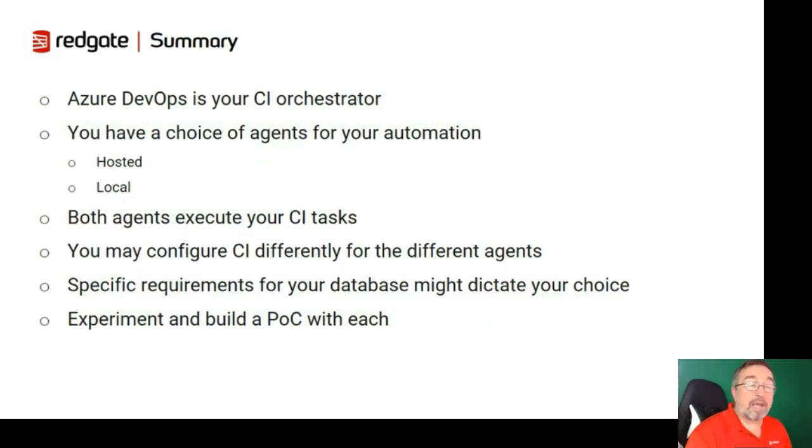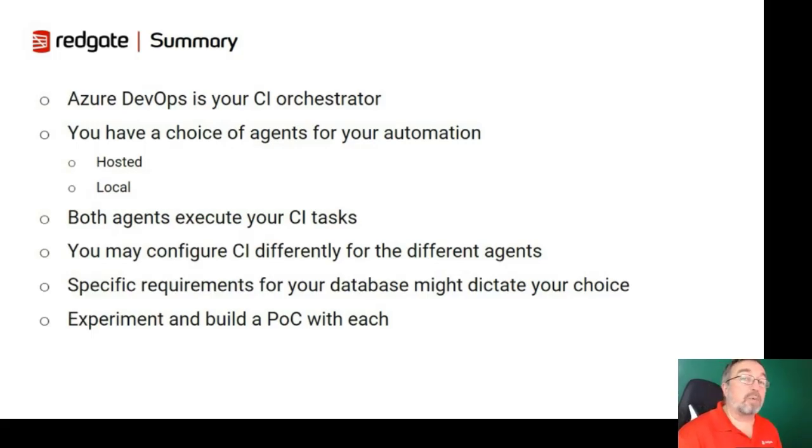Just remember, the agents are going to be executing the CI tasks. You may have to configure each CI process you build differently because of the different agents. There may be different installs or different steps required. Certainly, if you're looking at something that's in Linux versus something that's in Windows, you've got to think about paths if you're moving files around, just as an example. Finally, you can make a very specific choice to ensure that the database and servers that you want are set up the way you want them to.